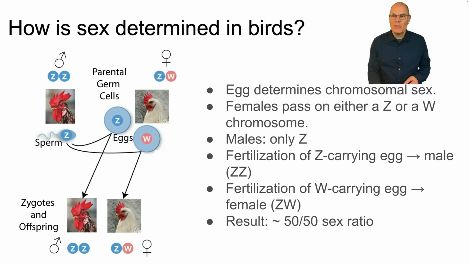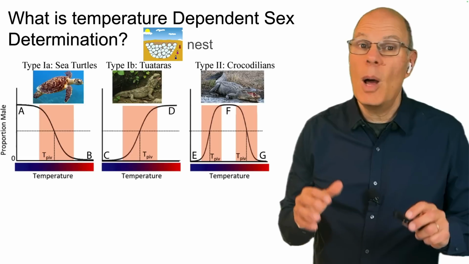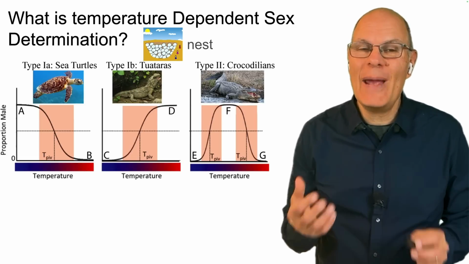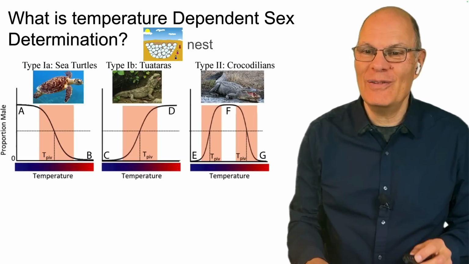As in mammals, because half of the eggs will be Z eggs and half the eggs will be W eggs, the result is that among the initial births that happen in any bird population, half of those birds will be male and half of those birds will be female. Among certain reptiles, sex is determined by the temperature at which the embryos develop.